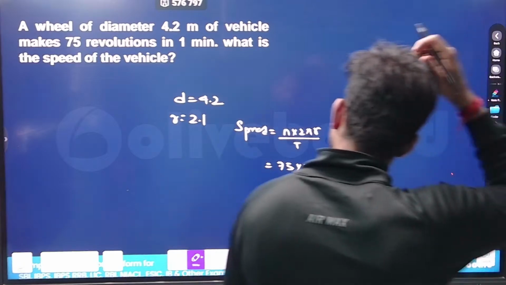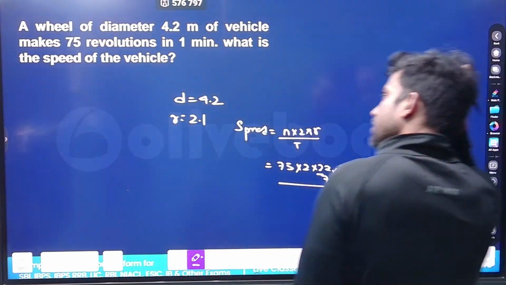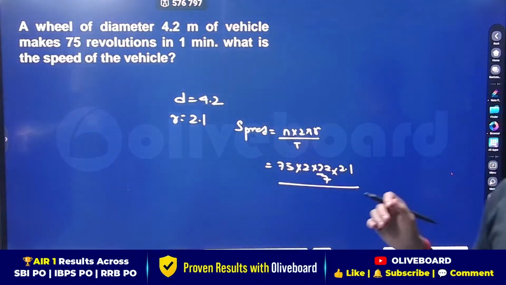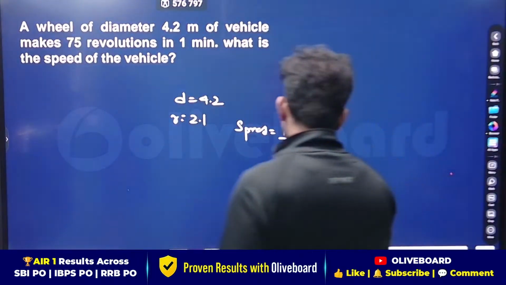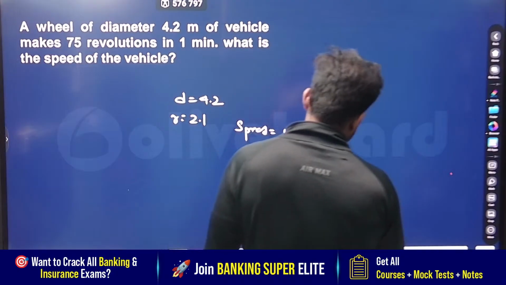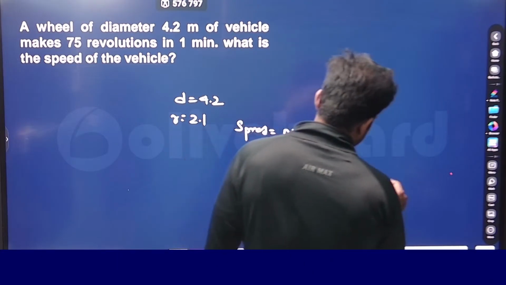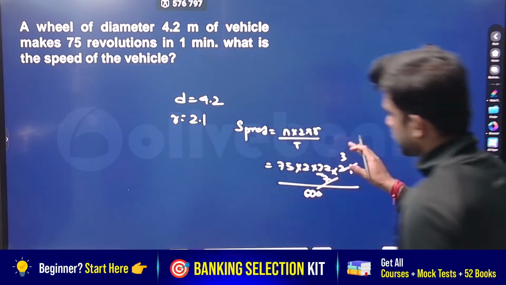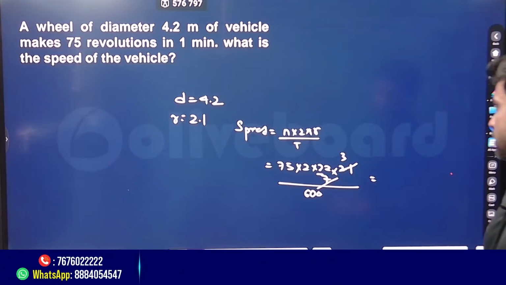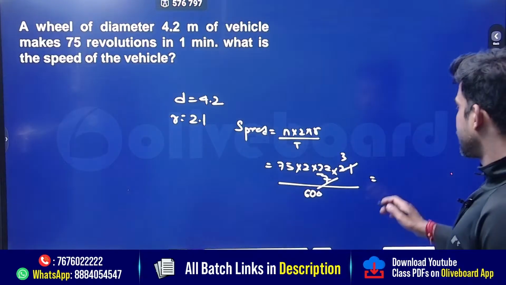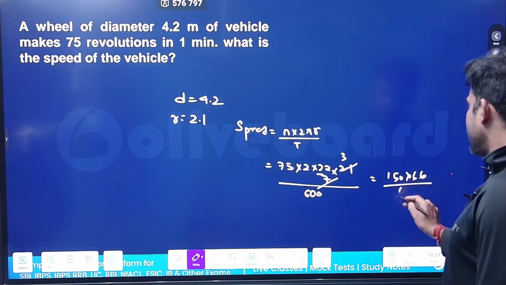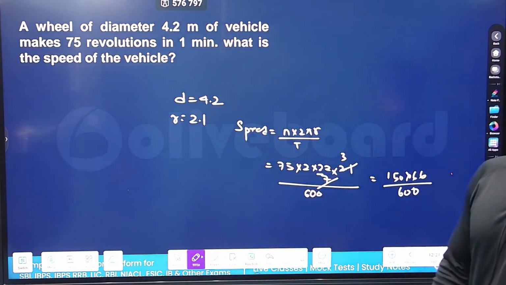So you need to convert this into hours. So you will divide this by 60. Now, this will go 3 times. Just you need to solve this one. 75 into 2, you will get 150 multiplied by 66 divided by 60. Is it right? This one.